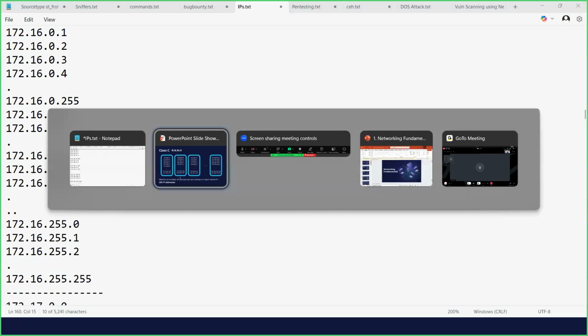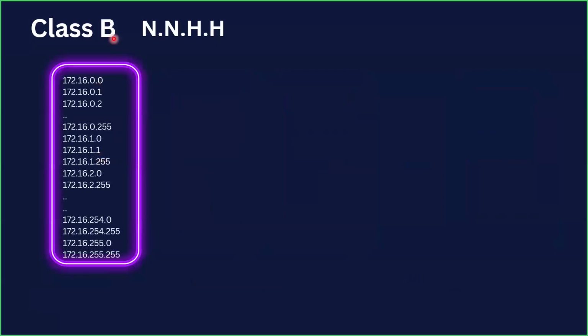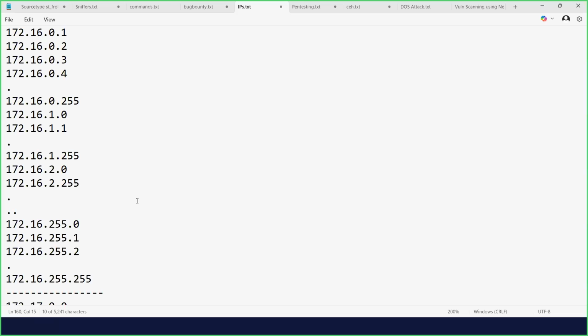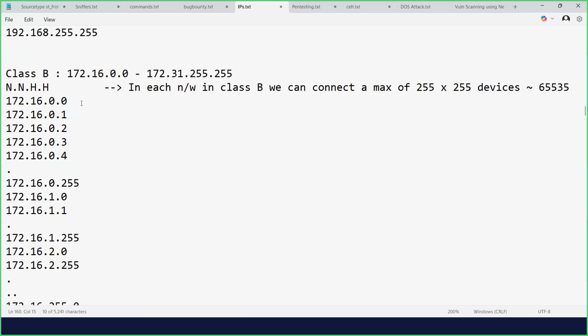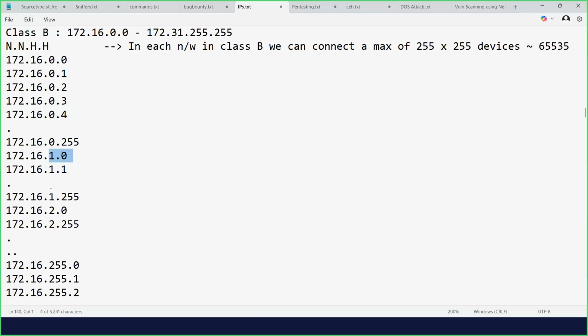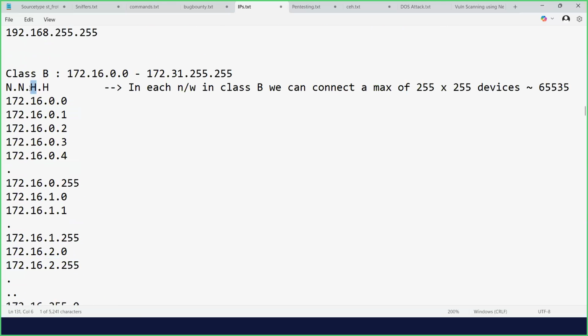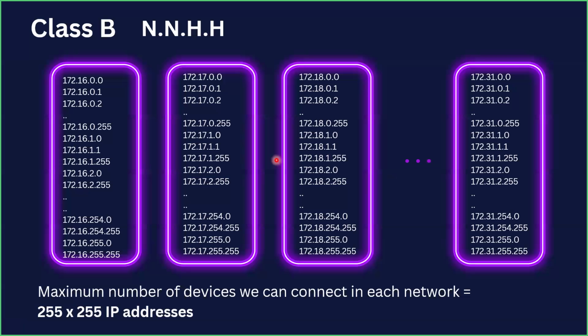Similarly, in each network, since you have two host octets, there are two host portions here. Therefore, in each Class B network, we can connect a maximum of 255 into 255 devices. Here are the first 255 devices, 0.0 to 0.255, then the next 255 devices, then the next 255 devices, like that. So for every change in the third octet, you have 255 devices, and the third octet can change 255 times. So 255 into 255, that's the entire Class B network.